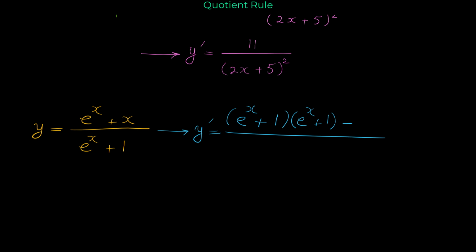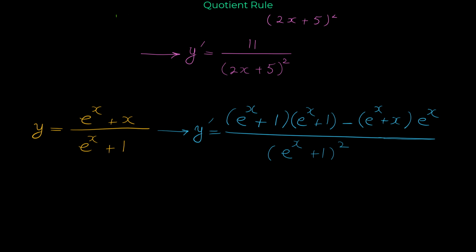minus, write the numerator and multiply by the derivative of the denominator. The derivative of e to the x is e to the x and the derivative of 1 is 0. So the derivative of the denominator is only e to the x. All of this over e to the x plus 1 to the 2.